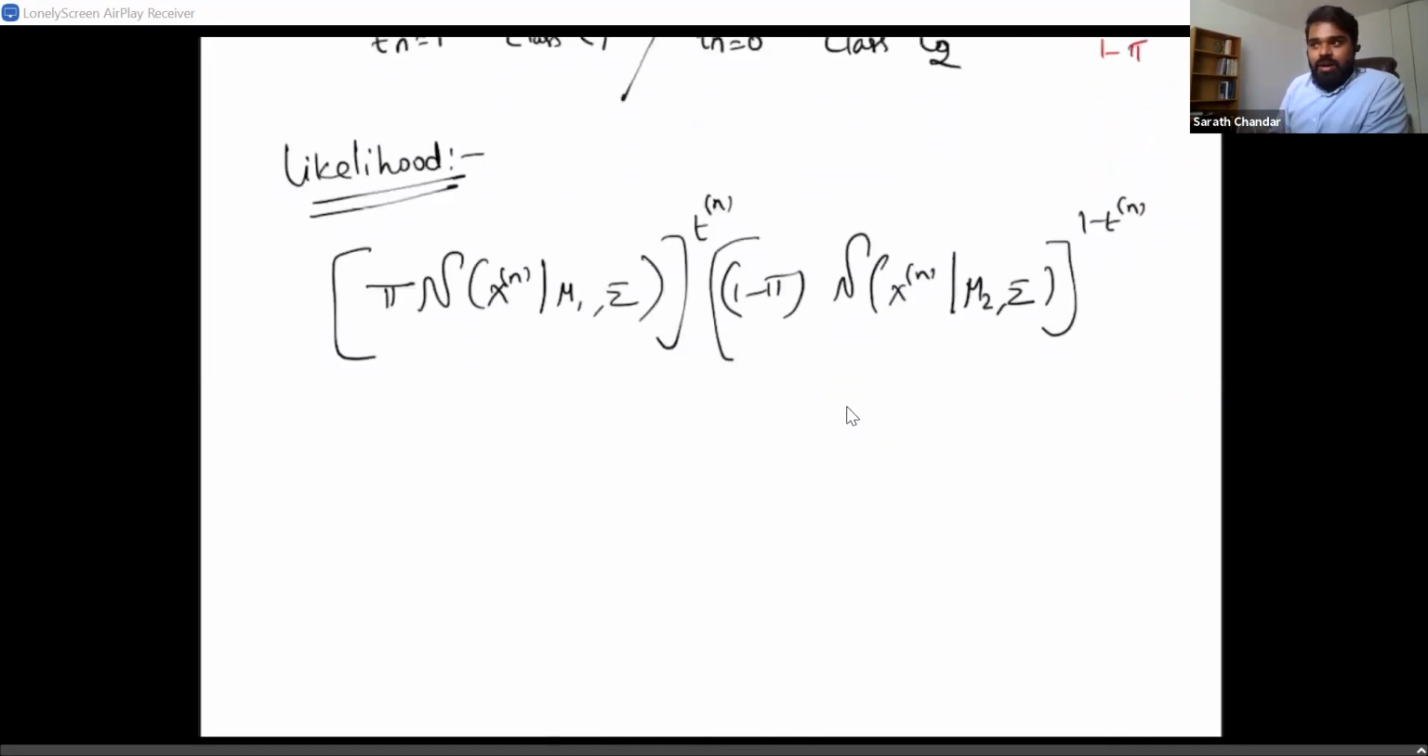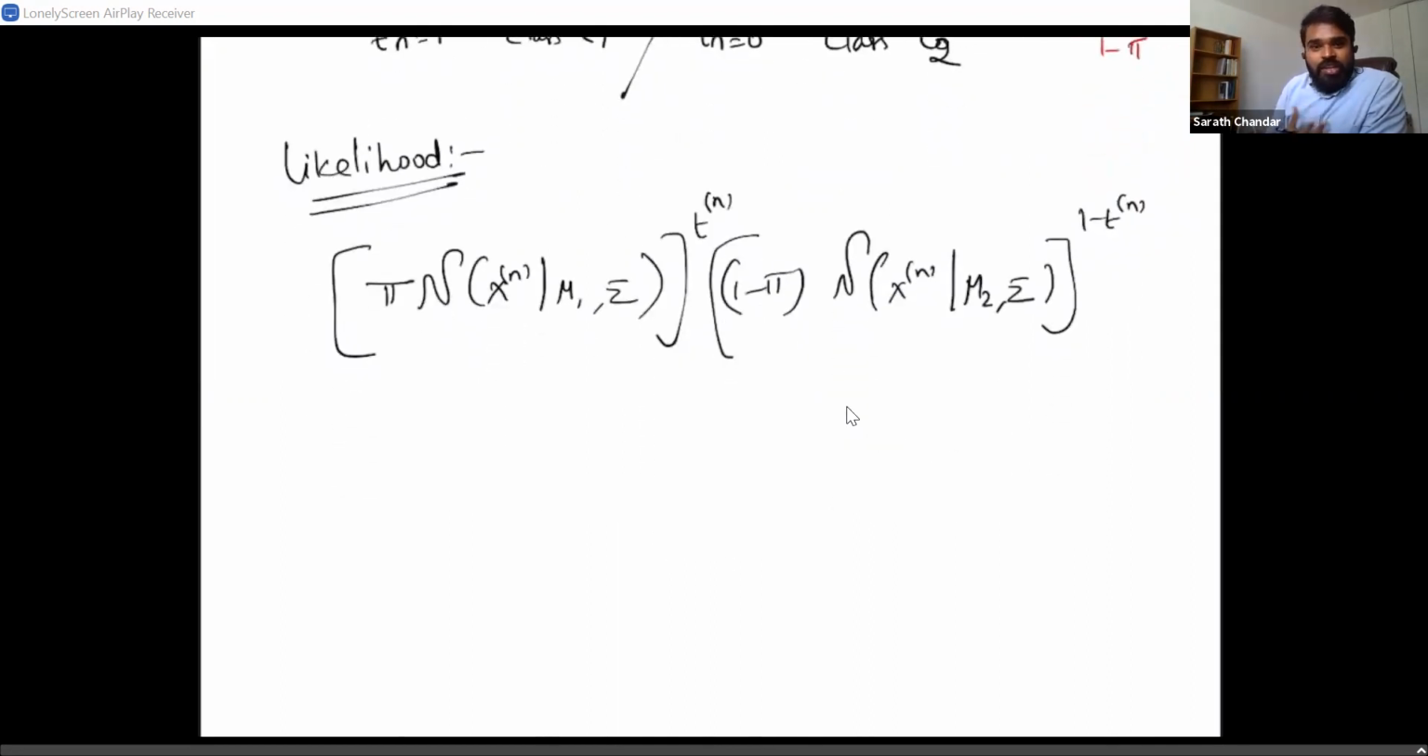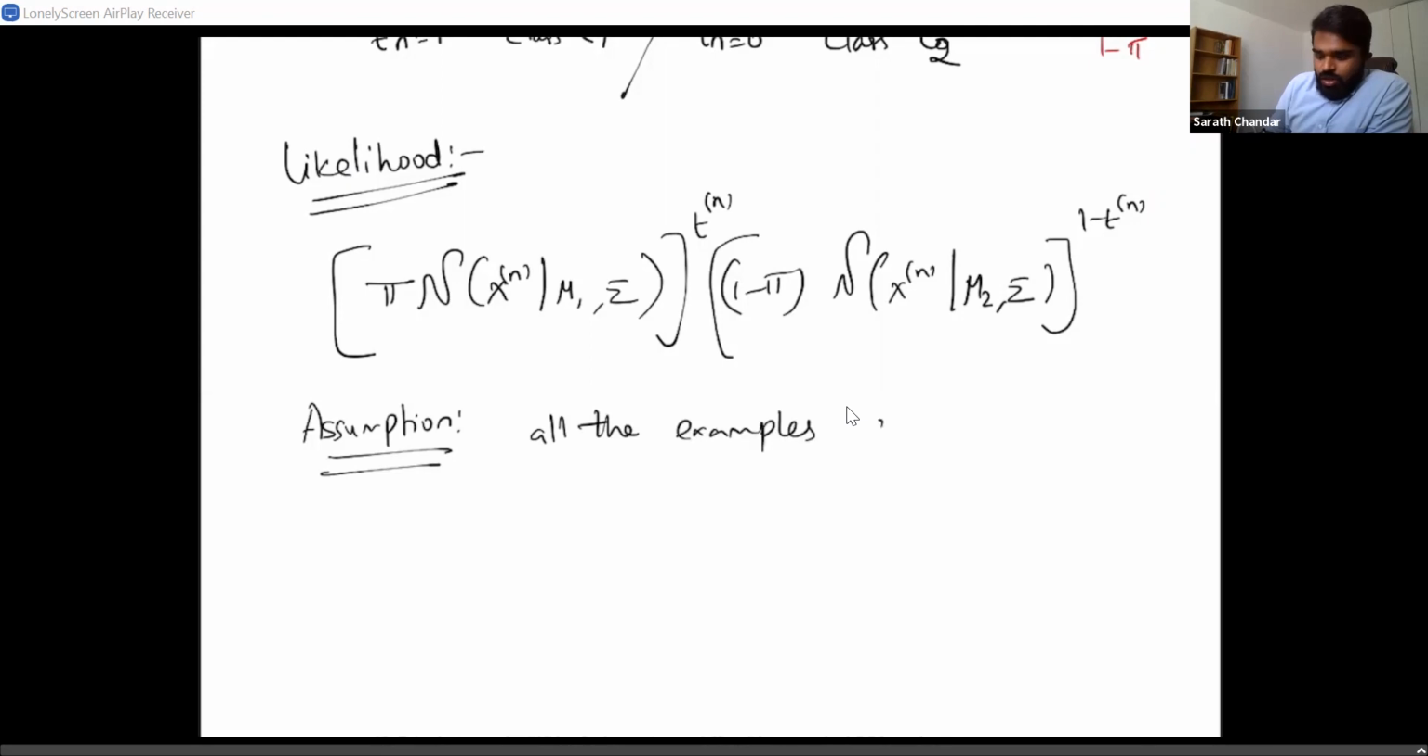Now we need to maximize this likelihood for the entire data set. For that, we are going to make an assumption that all the examples in the data set are independent and identically distributed.